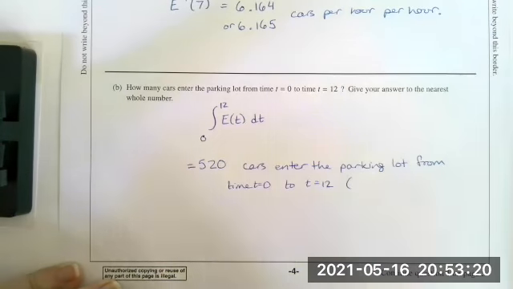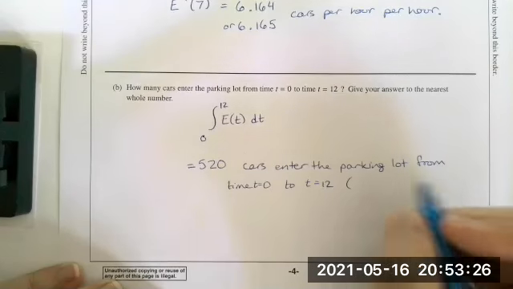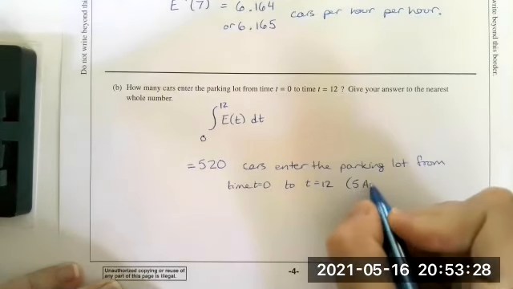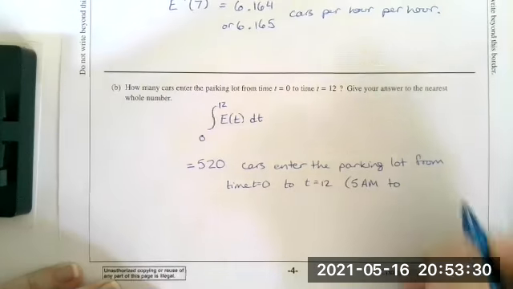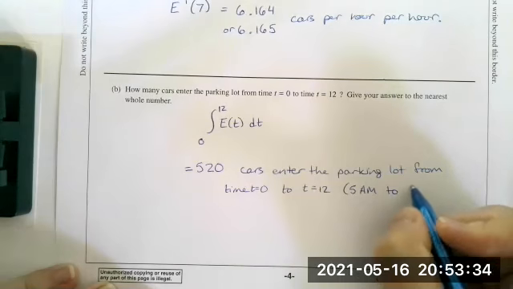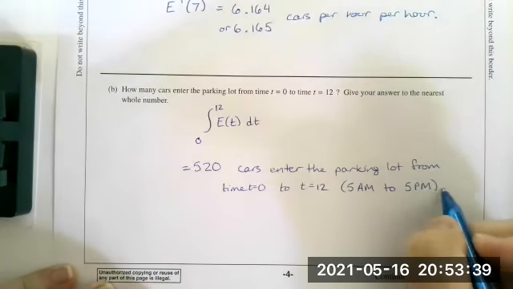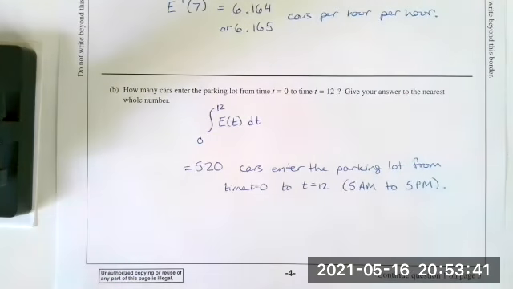And if you want to, here's some extra detail for you. Time is measured in hours after 5 a.m. So from 5 a.m. to, let's see, 5 plus 12 is 17. Is that 5 p.m.? Oh yeah, 12 hours. So that's part B, very quick and easy to answer.